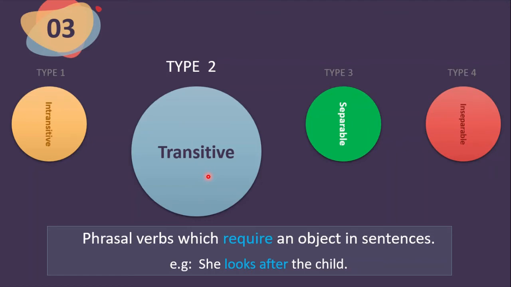Now the second type, transitive. We can consider as the opposite of type 1, the intransitive, in which the meaning of phrasal verb would not be completed unless there is an object. Otherwise it would be ambiguous or even incorrect and carry no sense. Example from the slide here, she looks after a child. It's equivalent to she takes care of that child. Other example, they have called off the meeting, which means they have canceled the meeting. That's it. It's really straightforward and simple structure.